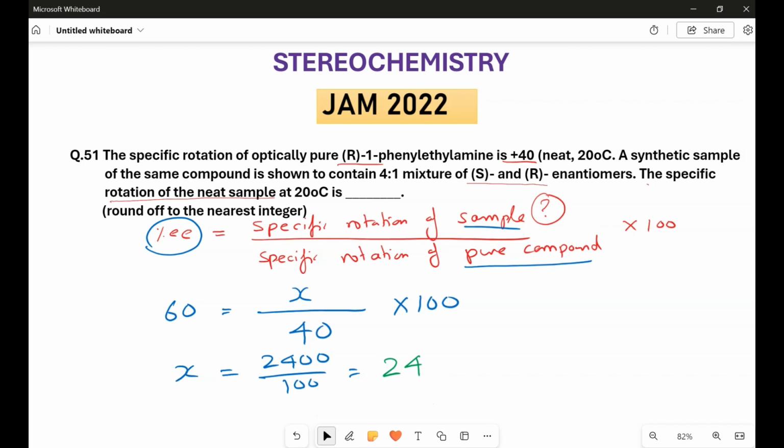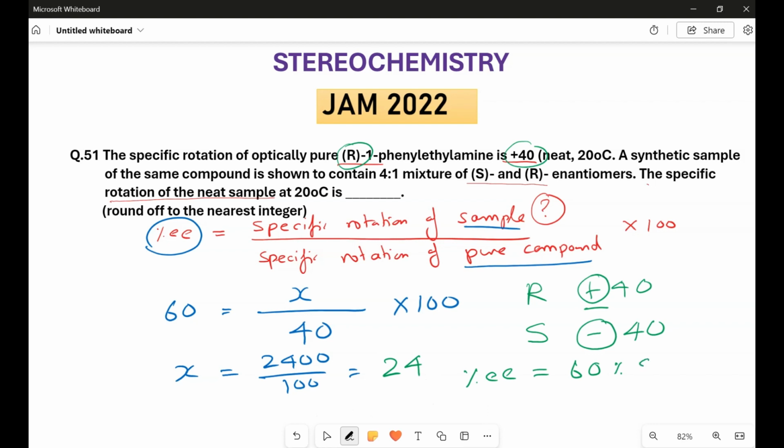But look carefully, the R enantiomer has got the plus 40. So R enantiomer has plus 40 rotation. It is dextrorotatory in nature. Therefore S enantiomer will be levorotatory in nature. So minus 40. And here the sample, the percentage enantiomeric excess is 60 percentage of S enantiomer. So we have excess of S enantiomer. So obviously the rotation of the sample should be levorotatory in nature.